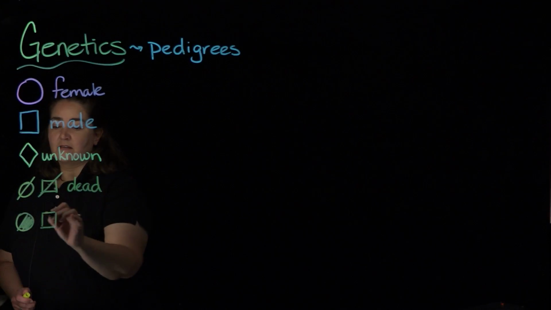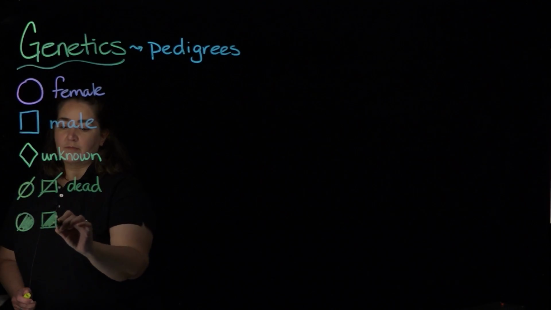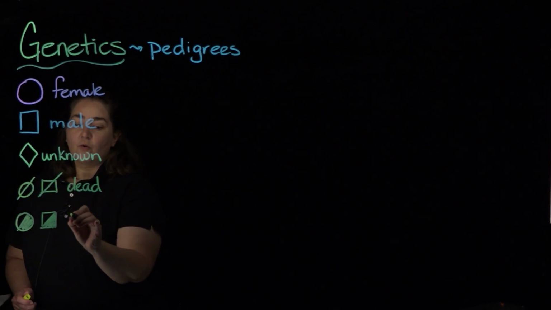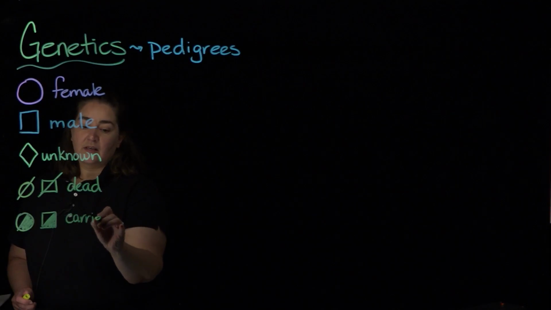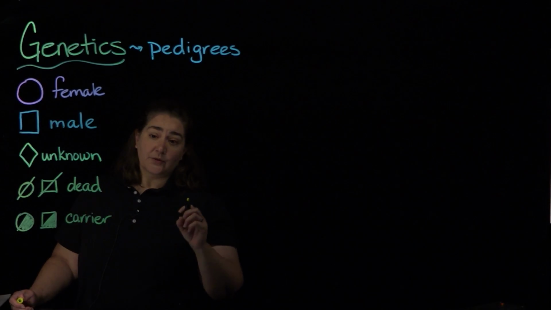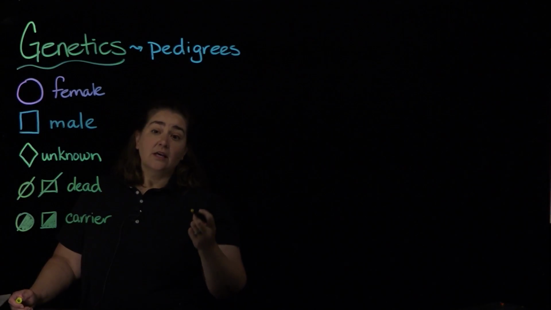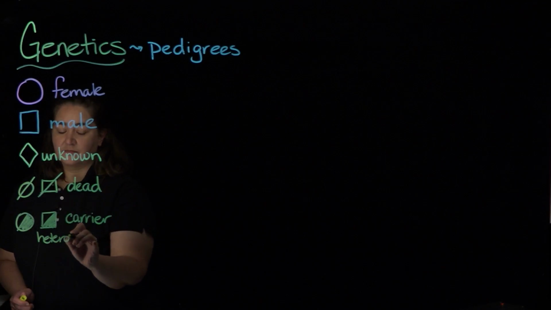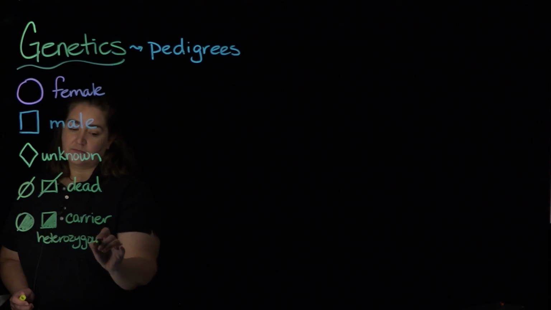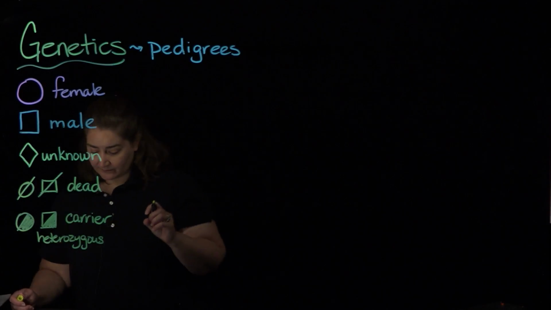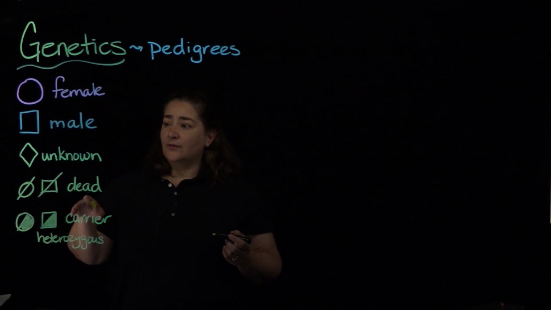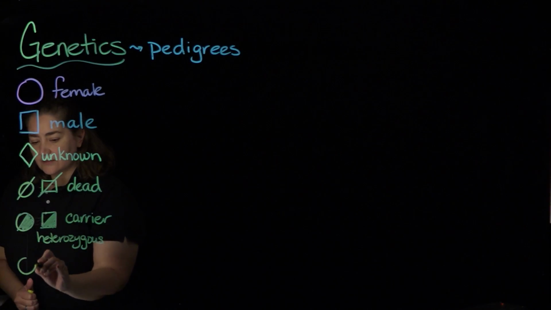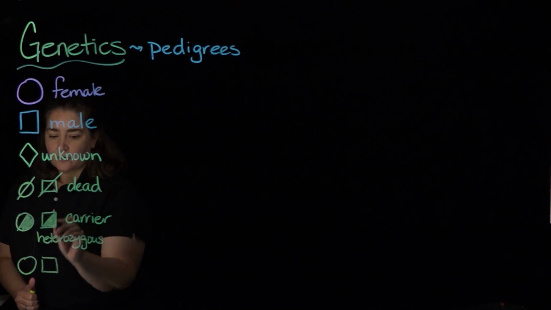If you see either a female or a male symbol colored in halfway, what that indicates is the person is a carrier for the particular trait that you're following. Someone who's a carrier typically is going to be heterozygous for that particular trait. So we've got male, female, unknown, deceased, carrier, and then the other thing you'll see in pedigrees. The ones above were only half colored in.